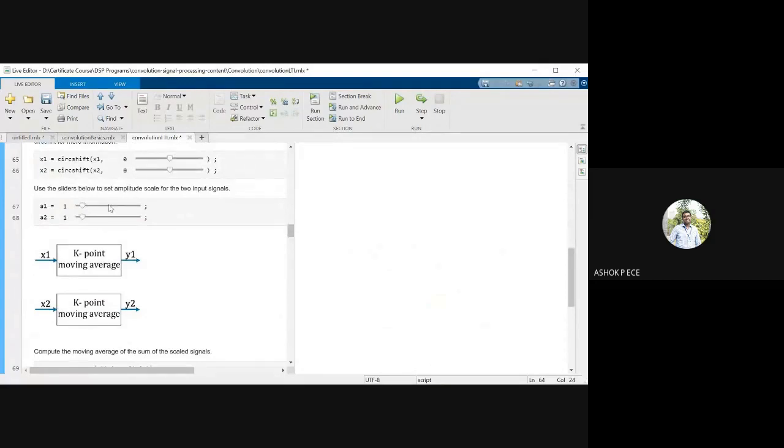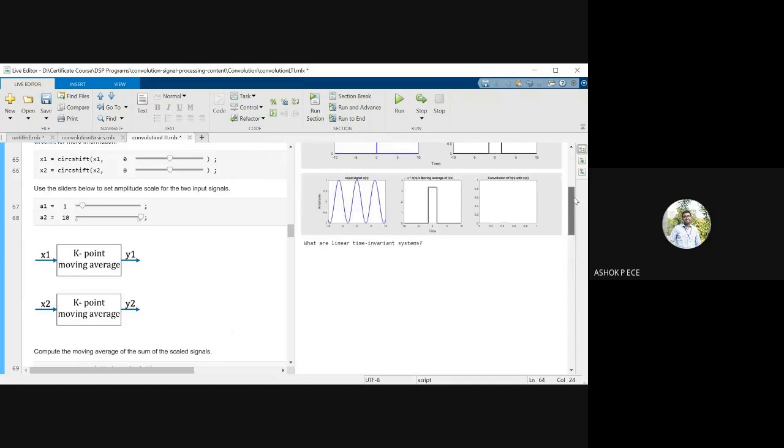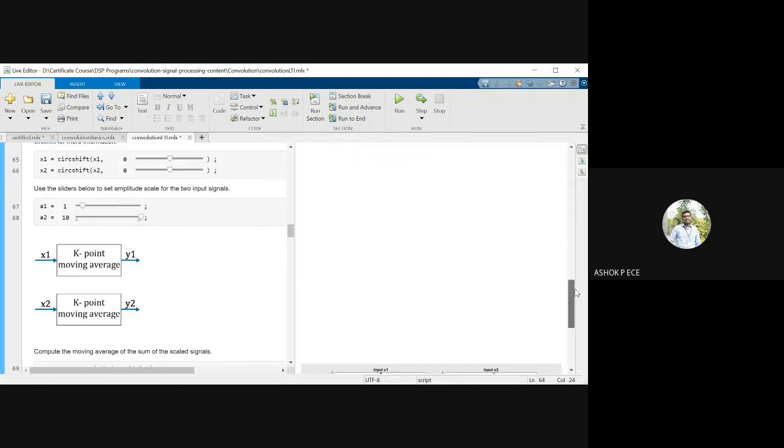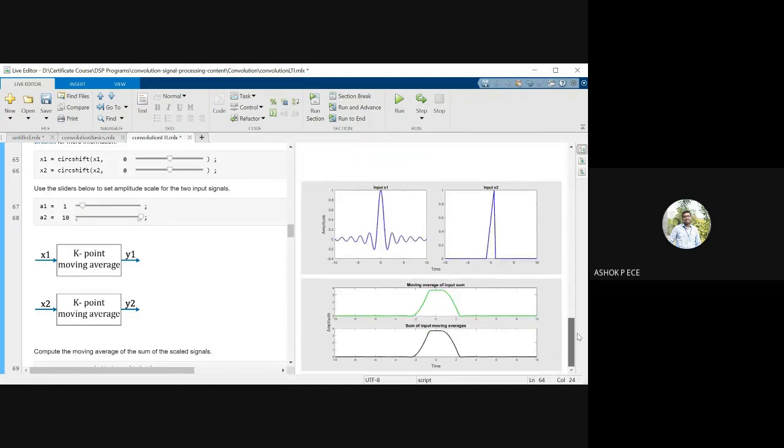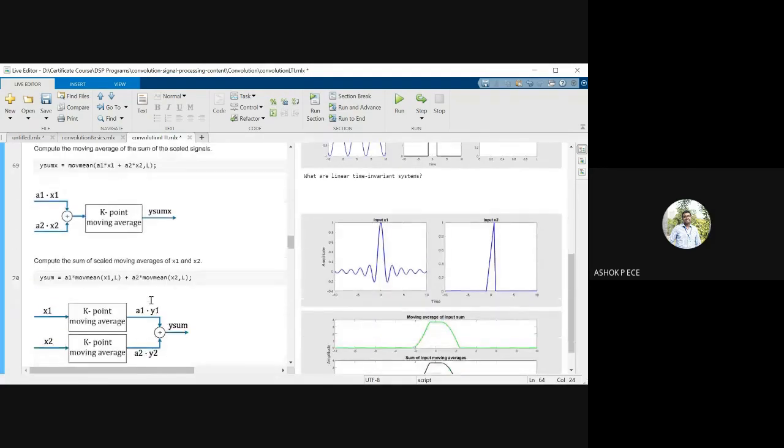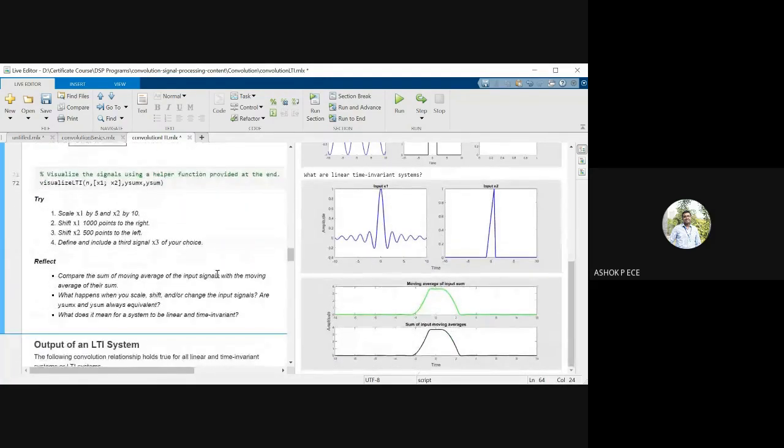Amplitude scaling. We have assumed both to be 1. Assume this is 1 and I'll make this as 10. Now will the answer be same? Yes. It's still the same. The amplitude is not going to make any change to my signal. Okay, so amplitude is not going to change anything.